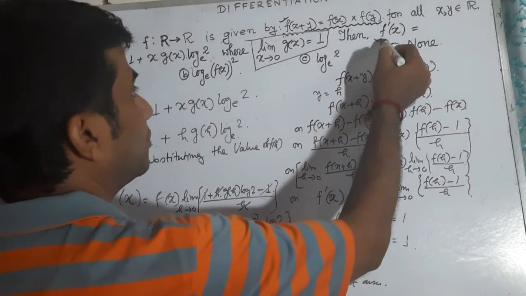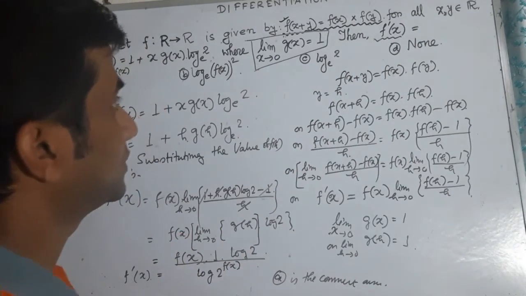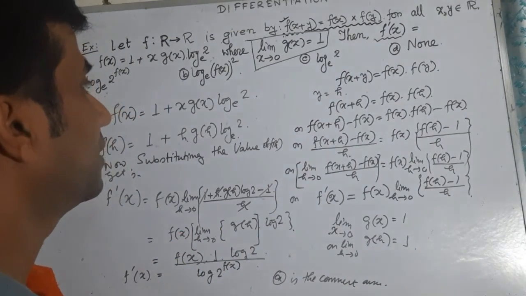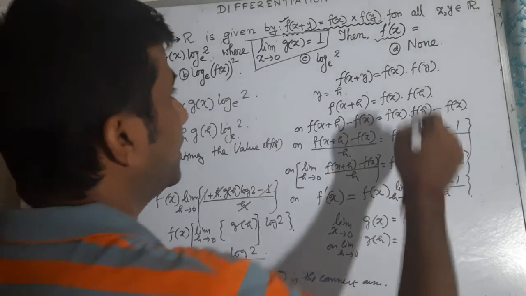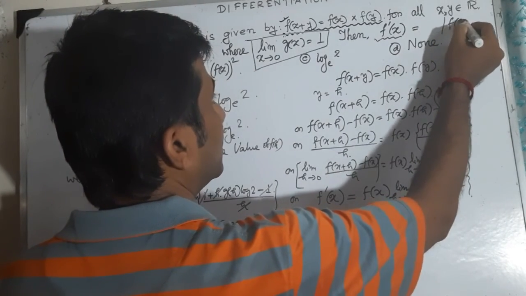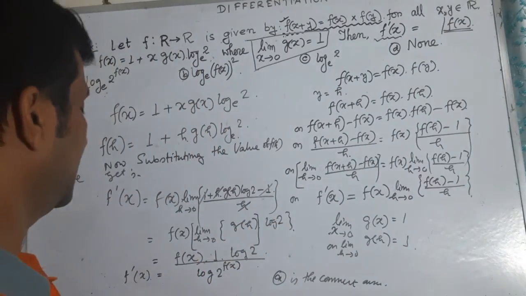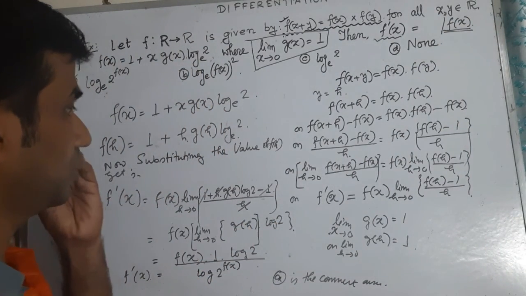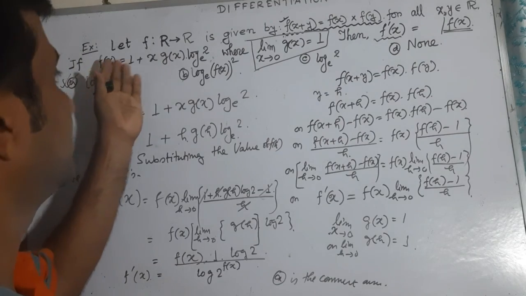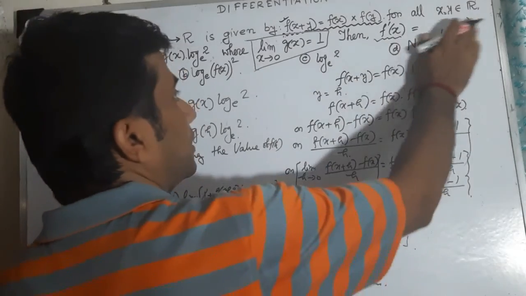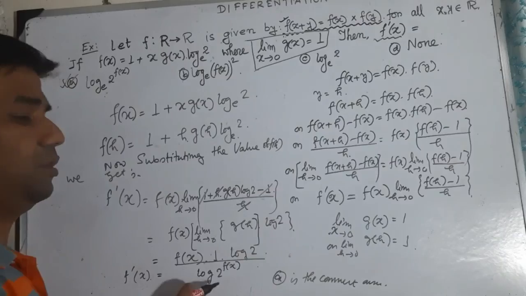Here you have to find out the function f dash x, and if you have to find out the function f(x), then what to do? f(x) is given, so it's okay. Then this is your answer.